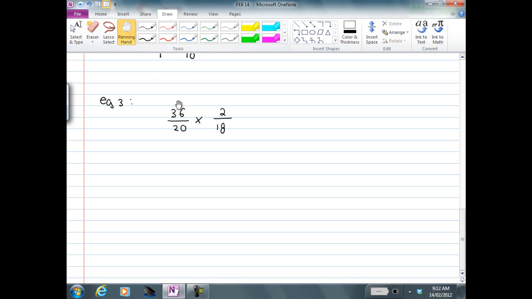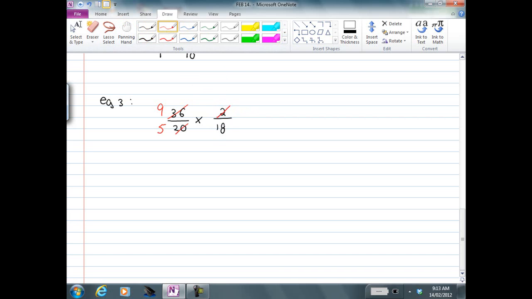Furby, what number can go into 36 and 20? 4. So let's reduce this by 4. I go with 36 divided by 4. That gives you 9. 20 divided by 4 gives you 5. Now, I look at the right-hand side. 2 and 18. Devin, what number can go into 2 and 18? 2.